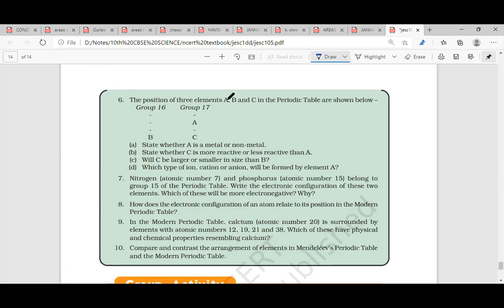Is it clear? How does the electronic configuration of an atom relate to its position? This is a 3-mark question. 2 to 3 marks, they have asked many times. You have to explain in detail.